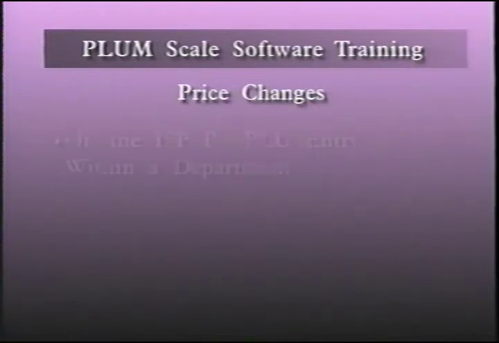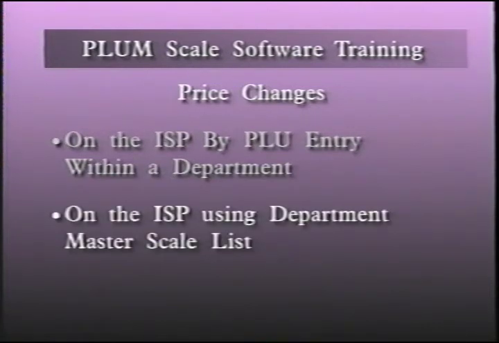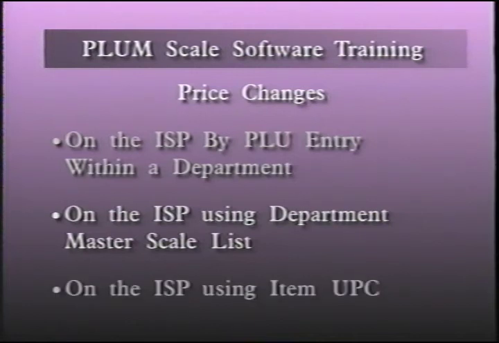These methods include price changes on the ISP by PLU entry within a department, price changes on the ISP using department master scale lists, and price changes on the ISP using item UPC. This rarely occurs, so should you need to do changes on the ISP, please consult your Plum reference guide. This concludes the segment for changing prices. In our next segment, I'll walk you through one of the more common reporting tasks.